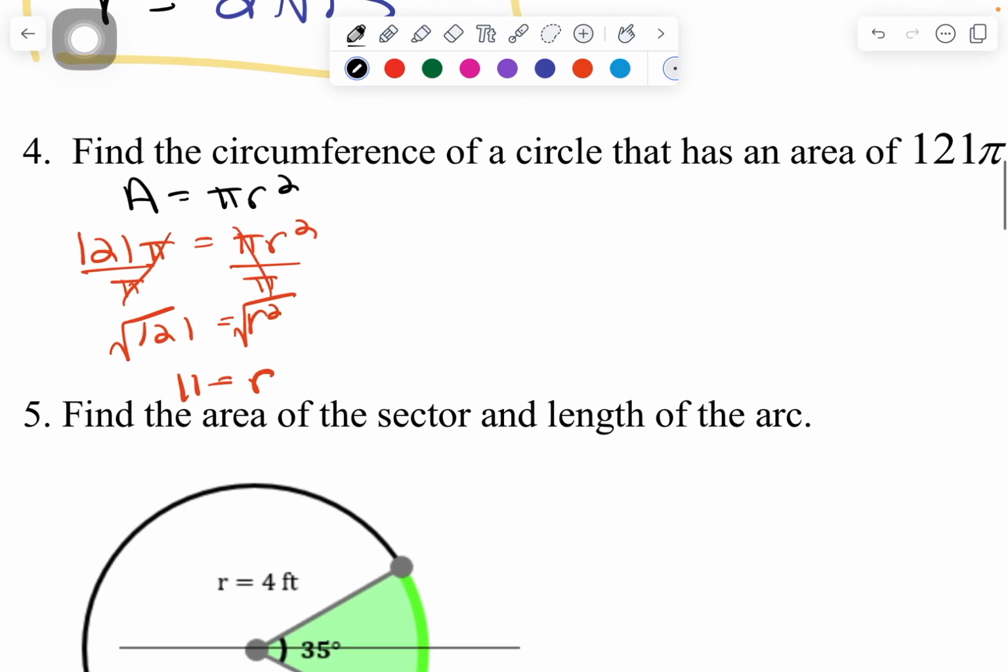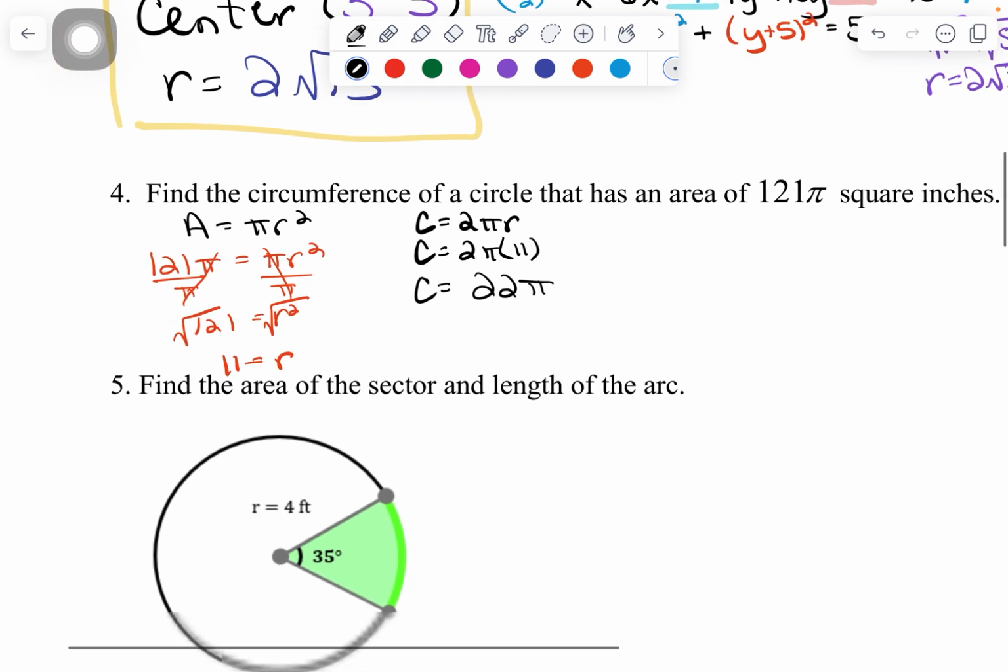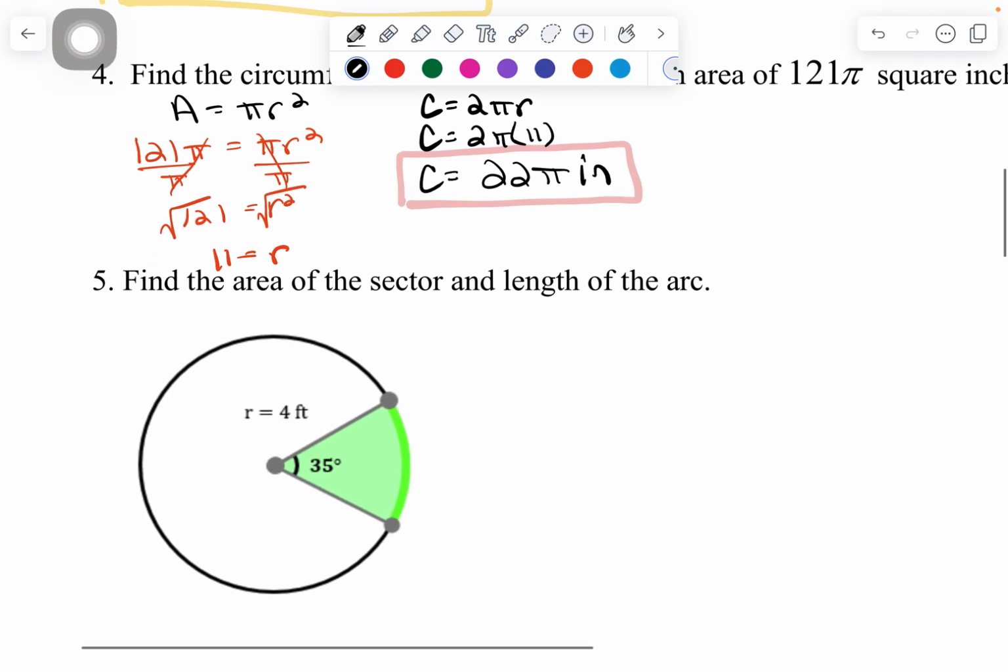And then I want to know the circumference. So circumference equal to 2 pi r. So that's going to be 2 times pi times my radius is 11. Let's see, 2 times 11 is 22 pi. Did this have units? I did. I gave you inches. So this would be circumference is 22 pi inches. All right, area is the squared unit. Circumference is just the unit itself. All right, let's keep on going here.